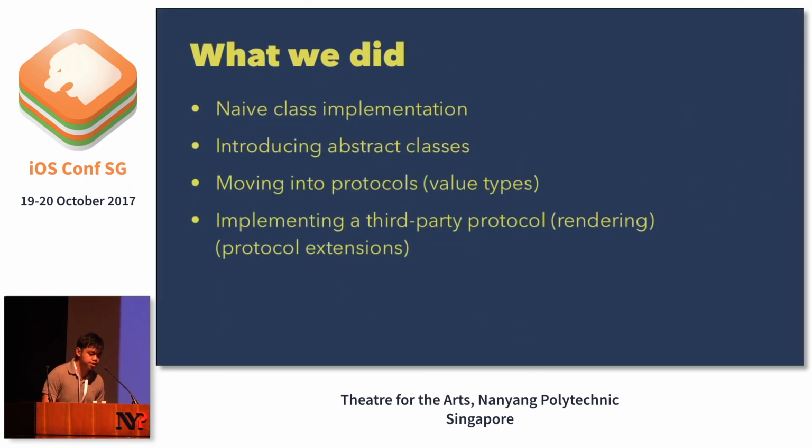So what did we just see? We saw a naive class implementation, which was a first attempt. And we tried to clean it up using polymorphism. We moved into abstract classes. And then we turned them into value types by implementing protocols. We also saw how to implement a third-party protocol, which is to render and visualize our tree using protocol extensions in Swift.